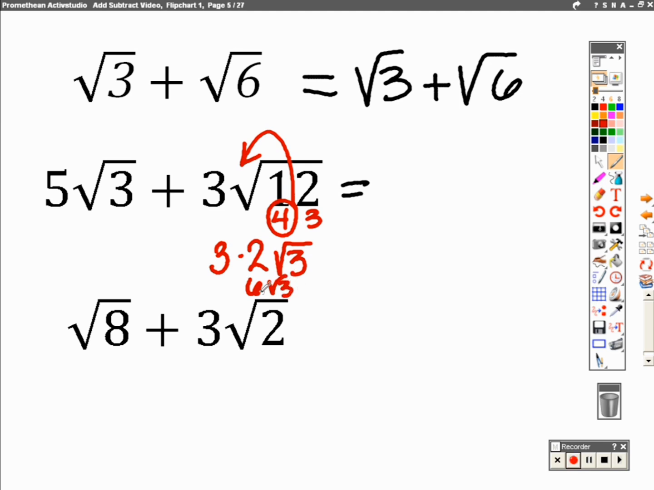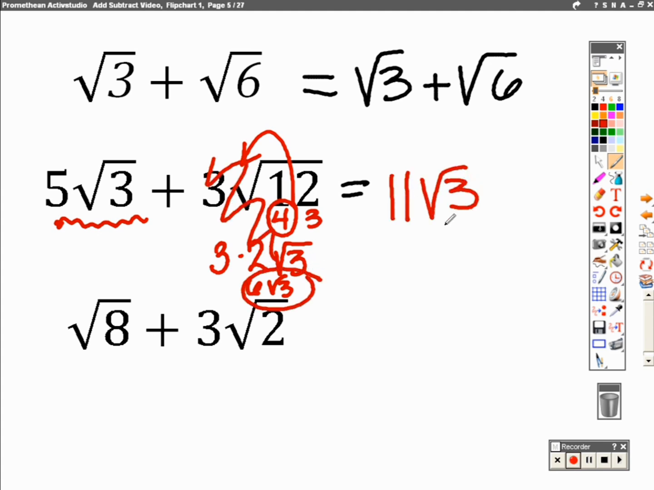So back to the story. What happens when you have 5 radical 3's and you try to add them to 6 radical 3's? You get 11 radical 3's.